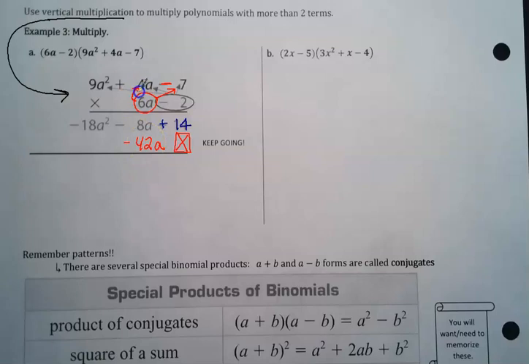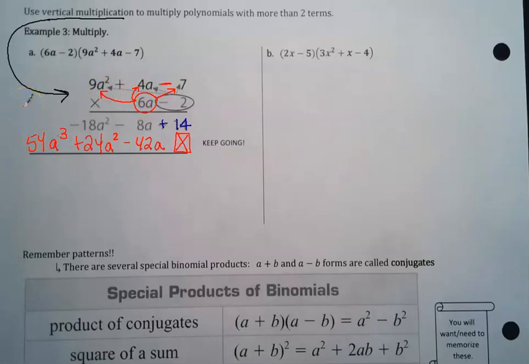6a times a positive 4a: 6 times 4 is a positive 24, and a times a gives me a squared. So notice again, we have our like terms in a column to add them. And the last one, 6a times 9a squared: 6 times 9 is 54, and a times a squared is a cubed.